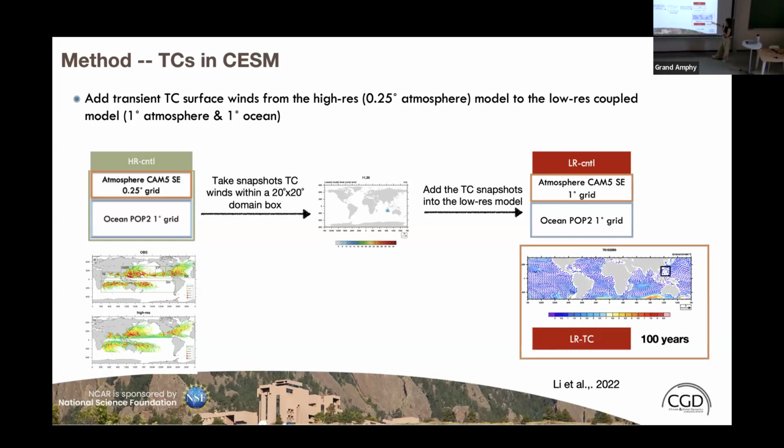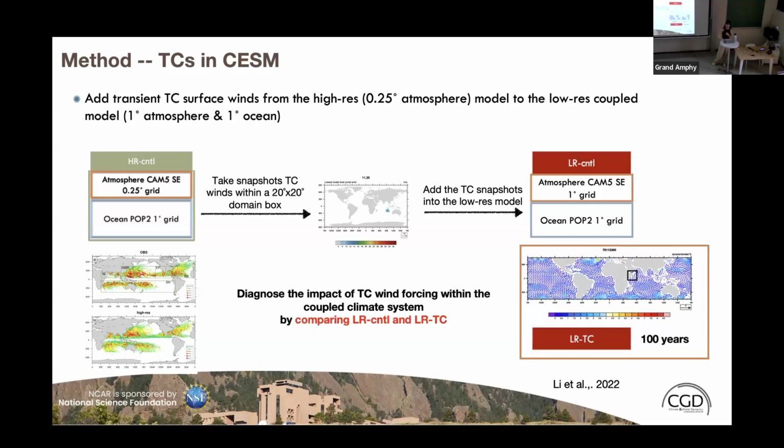This is just to validate: this is the surface wind stress detected after TC winds are added, showing that the winds are successfully added. We also have a control simulation, another 100 years, so that we can isolate the impact of TCs by comparing the low res TC run, where 1 degree is not so low res, and the low res control, which does not have TCs. So that is the method. I hope I explained it well.